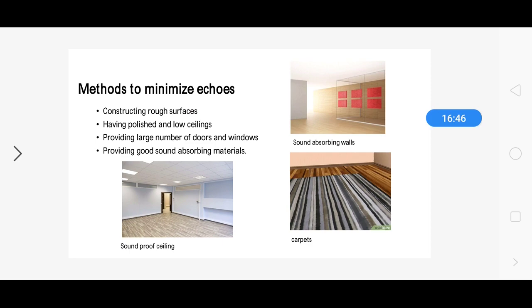So what are the concepts? What are the methods? By constructing rough surfaces and having polished and low ceilings, providing a large number of doors and windows, and providing very good absorbing materials. Here I used some slides: sound absorbing walls and a soundproof ceiling, you can see the slide, and these carpets are very good absorbing materials. So these are the methods of minimizing echoes.